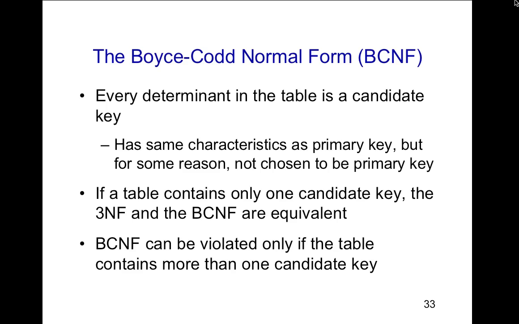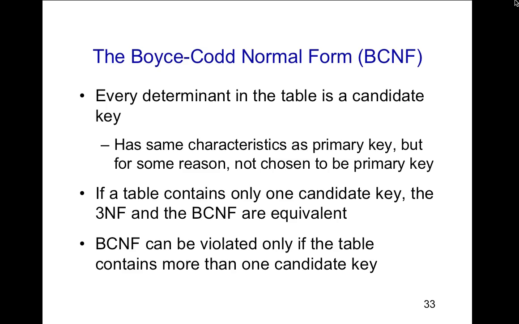So every determinant in the table is a candidate key and has the same characteristics as the primary key, but for some reason is not chosen to be the primary key. What we're going to do is go through what would be in BCNF but would still be in third normal form, or would be in third normal form and not be in BCNF. What you want is both, but you may not get both, depending upon the nature of how your data is stored.